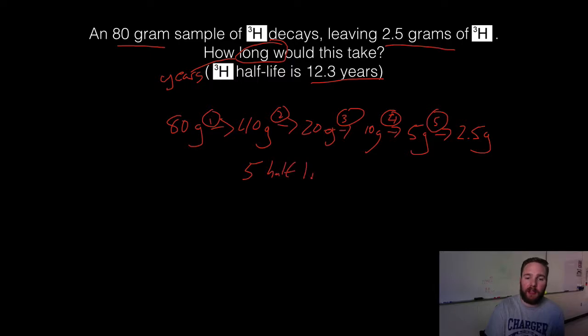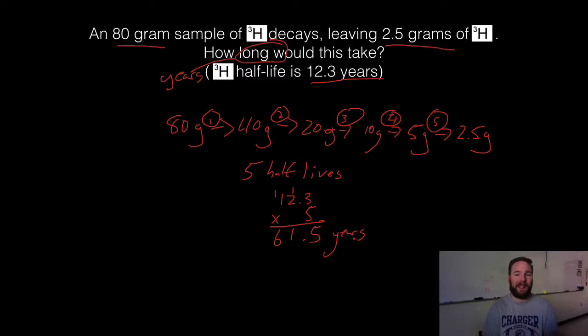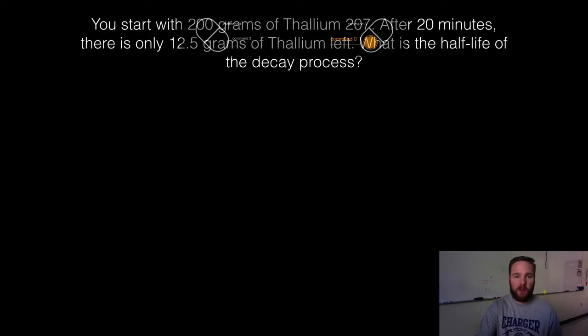Well, that's great, but we want to be a little more specific than that. We know a half-life is 12.3 years. So let's just do a little multiplication. 12.3 years times 5 half-lives. And if we do the math here, I'll just do the math instead of cheating. We should get 61.5 years. And does that make sense? Is that logical? Yeah, after 5 half-lives, it would take 61.5 years to go from 80 grams to 2.5 grams. That makes sense. All right, let's do one more.